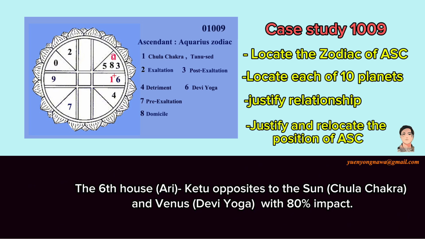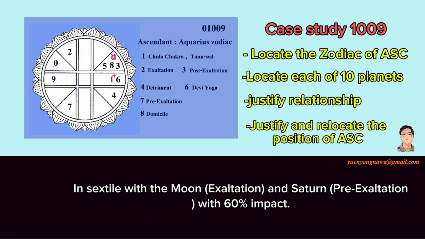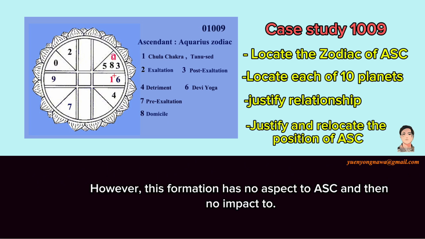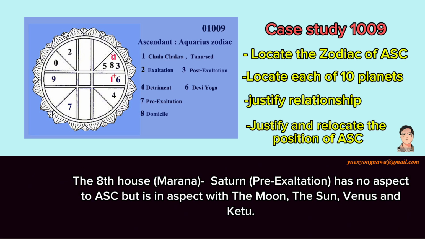The sixth house, Ari. Ketu opposites to the Sun, Chula Chakra, and Venus, Devi Yoga, with 80% impact. In sextile with the Moon, exaltation, and Saturn, pre-exaltation, with 60% impact. These relationships enhance their strengths, both better and worsen qualities. However, this formation has no aspect to ASC and then no impact to the 8th house, Mahana.